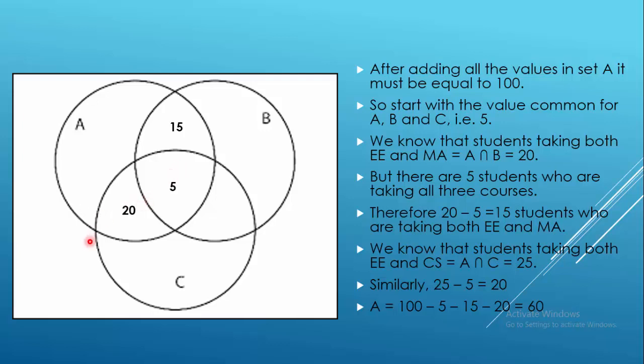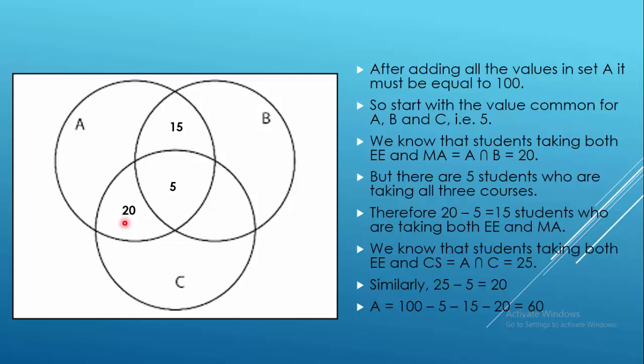Now for this area, we have a total number of students of 25. This is A intersection C. Same as before, we have got 5 over here, so the remaining students are 20. So in this area we have got 20 students.